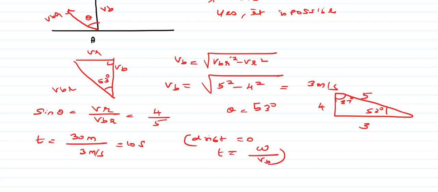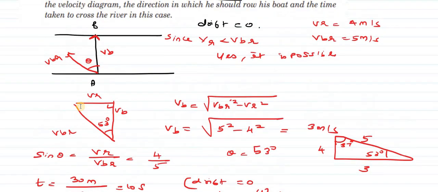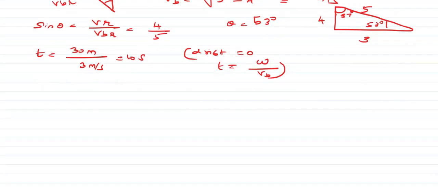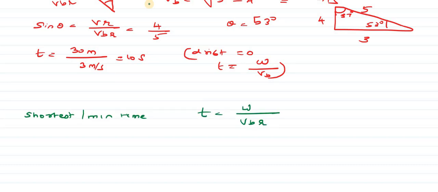Is it clear, Ananya? See, Lakshmi, you should not confuse between shortest time and drift. Shortest time, that is minimum time, if I want, what is the formula? Again, I am writing it. The minimum time is given by width by VBR. This is for shortest time. At that point, drift can be there.